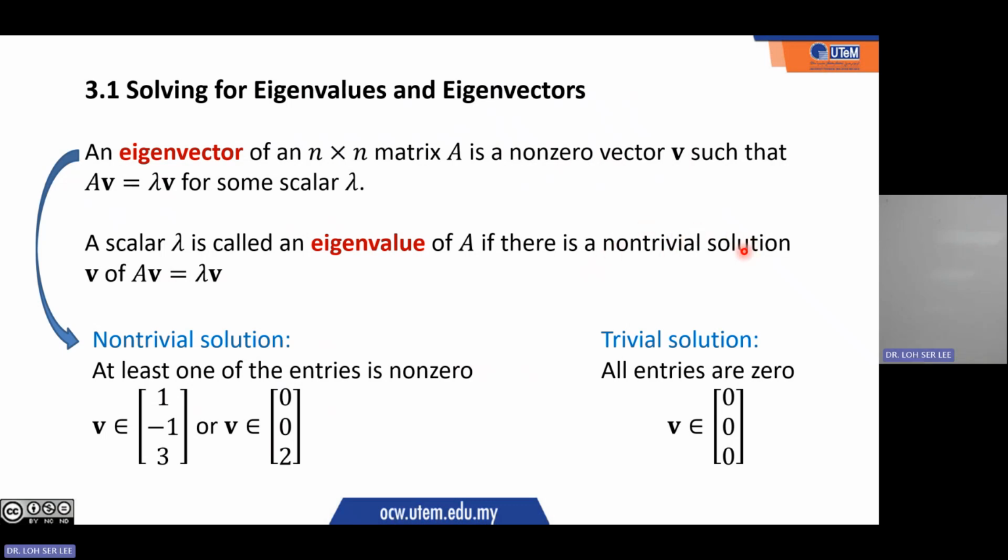There are 2 types of solution: one is trivial, another is non-trivial. A trivial solution means the solution contains all zeros. This is a zero vector, so v is a zero vector. When v is such a solution, it is called a trivial solution. What we want is a non-trivial solution, where at least one of the entries is non-zero. The solution v must be a non-trivial solution.